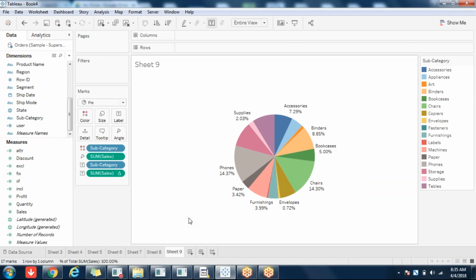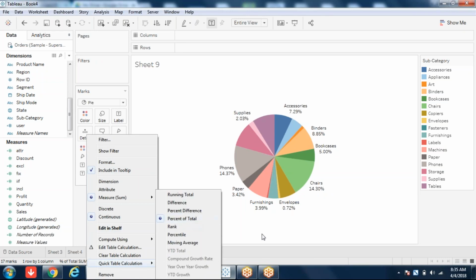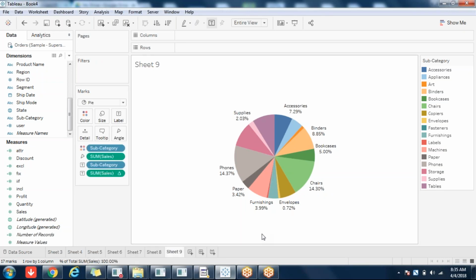Of course, we have a separate class for table calculations, all these things. So exclusively we will see each and every function in calculations. But right now, just understand, you need to go to quick table calculation and click on percent of total. I'll explain what it is later on. So like that, you can even show the percentages also. But one problem is there.